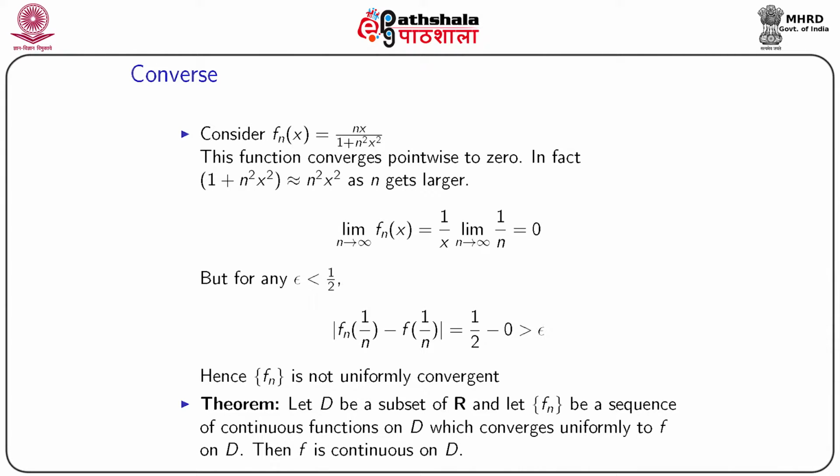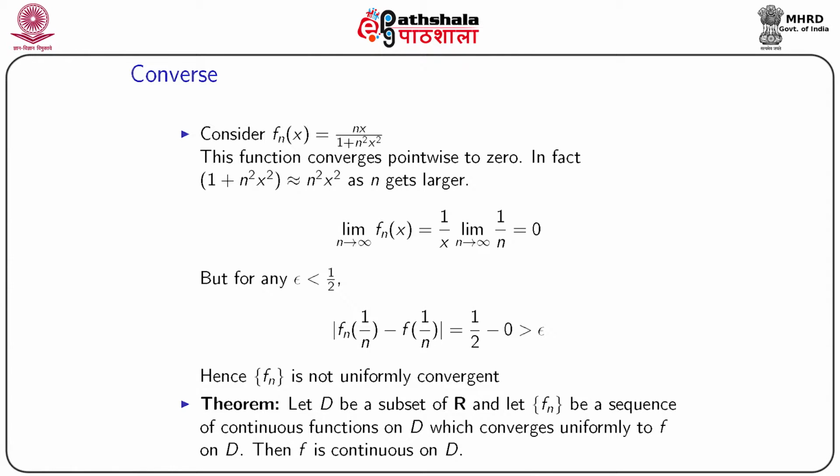But for any epsilon less than half, Fn at 1 by n minus f at 1 by n is nothing but half minus 0, that is greater than epsilon. Hence, Fn is not uniformly convergent. Though it is convergent, it is not uniformly convergent. If it is uniformly convergent, then the function is obviously pointwise convergent. So this is one example where it can be shown that pointwise convergence doesn't imply uniform convergence.